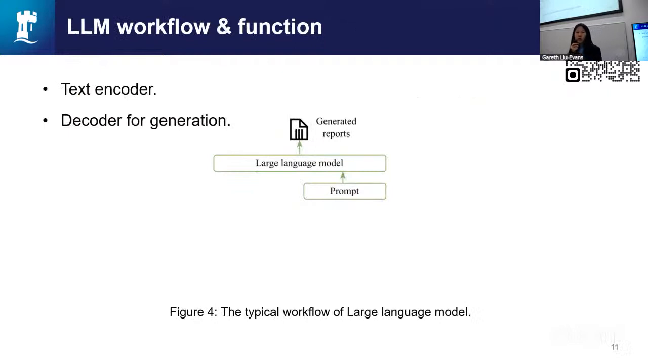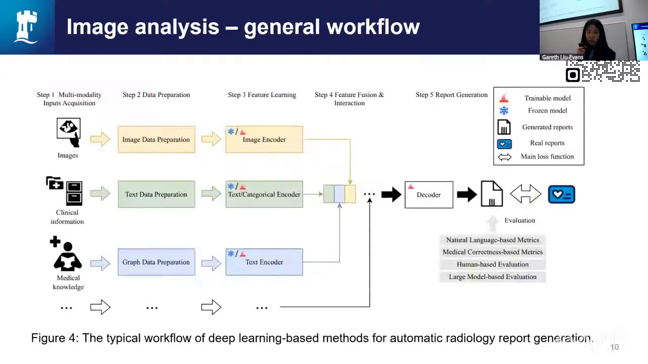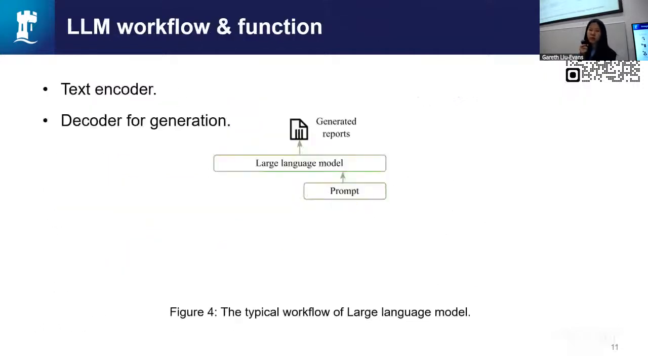So what can the large language model do? Normally we take a prompt as an input, put it into the large language model, and get the output. So in the following steps, the large language models can do step 3 and step 4. First, it can be a text encoder that encodes the prompt, and then it can be a decoder to change the features into a report.